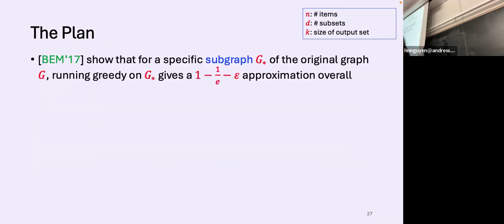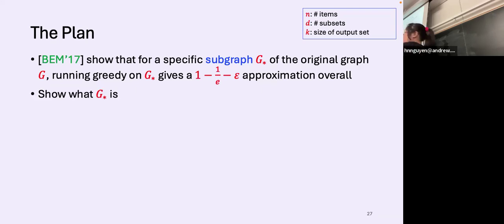Okay, so what's our plan? Well, from this BM 17, they show that for a specific subgraph G star that they construct of the original graph, if you run the greedy algorithm on G star, then this only loses an epsilon in your approximation overall.